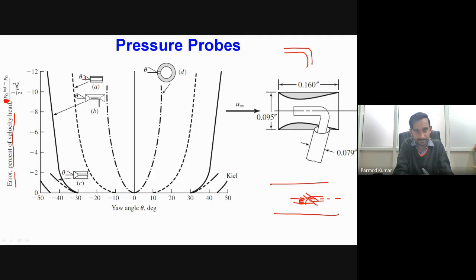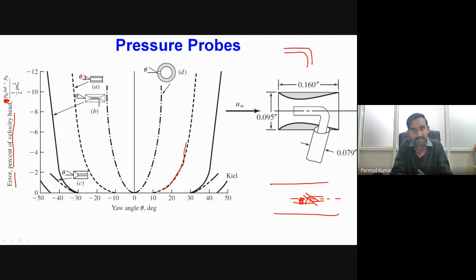So for this type of tube, we will have a plot of pressure error, which will vary with the corresponding value of theta, following this particular line. Okay, so this is in the negative theta direction, and if we have the value of theta in the positive direction, then obviously this particular plot will be applicable. So that is when we have a normal circular cross-section pitot tube.